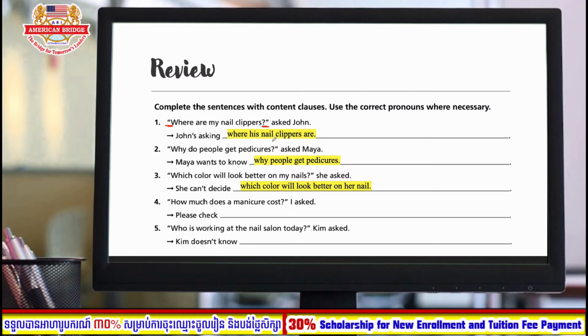Number 4, how much does a manicure cost? So I asked. So please check how much a manicure costs. So be careful with the ending, because we use the auxiliary verb does, which suggests that it is a singular subject. So you need a singular verb in order to agree with the singular subject. So you need to add s to the verb right here.